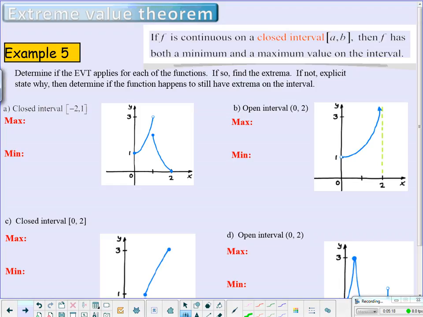Example 5, determine if the EBT applies for each of these functions. If so, find the extrema. If not, explicitly state why, and then determine if the function happens to still have extreme values.